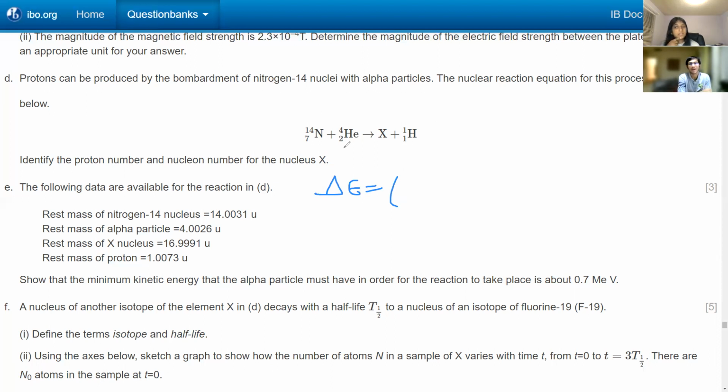I totally said forgot. I mean, it doesn't matter. You can see afterwards, but I did okay. So products minus reactants.